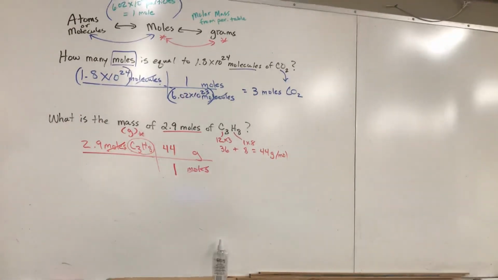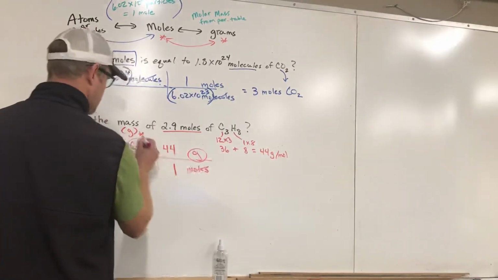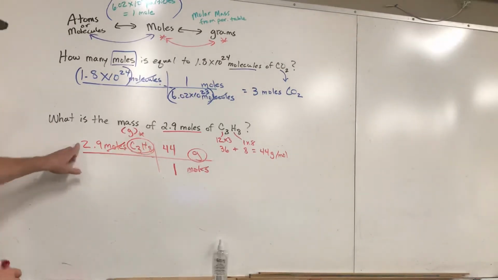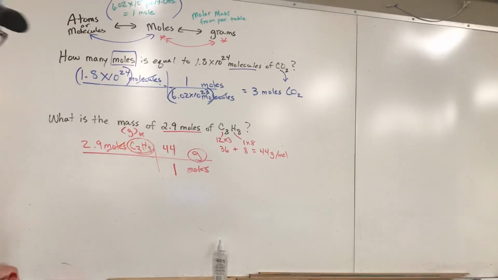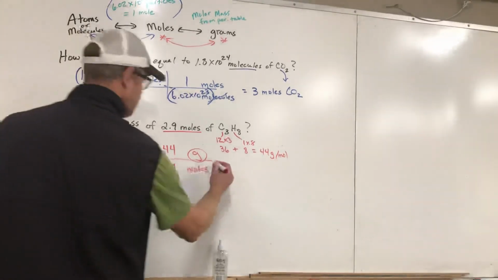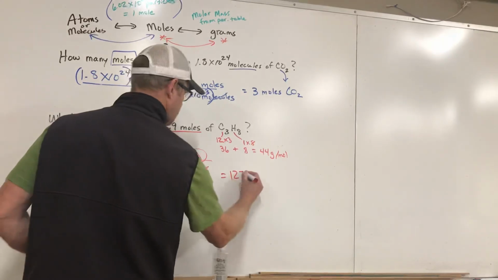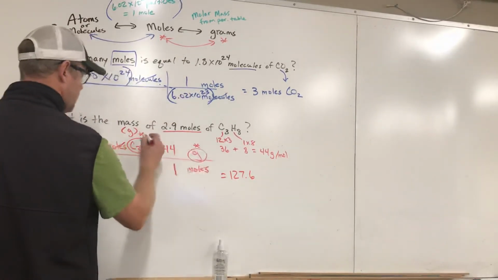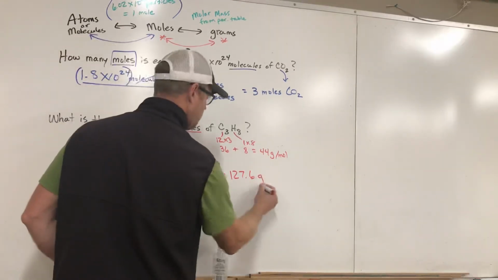Moles is on top and bottom, it cancels out. The only thing I'm left with is grams of propane, C3H8. So in this case, I'm just going to take 2.9 times 44 because they're on the top. In the previous problem, I had to divide because 1 was on the bottom. So I take 2.9 times 44, and I get 127.6. Now, what does that mean? That means grams of propane. That's all that's left.